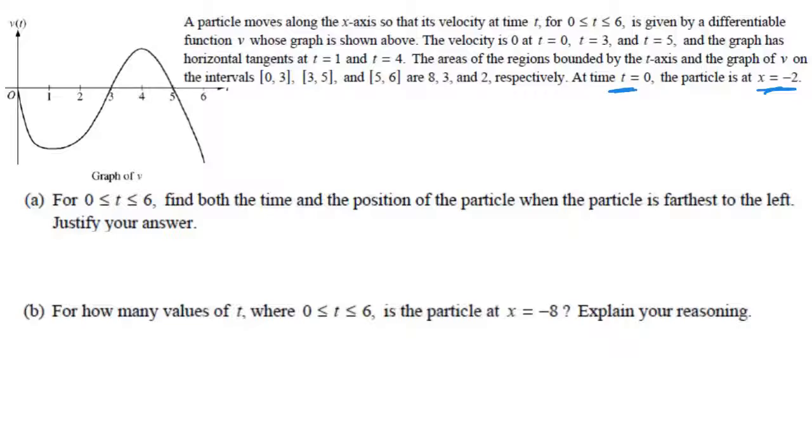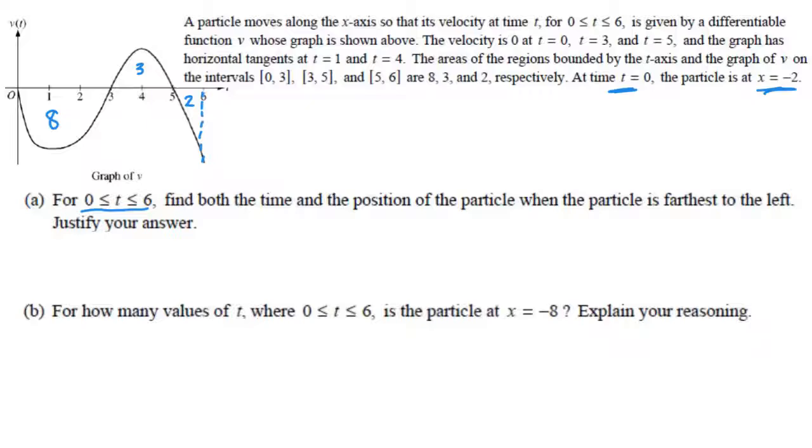So they've given us quite a bit. So for the time between 0 and 6, find both the time and the position of the particle that would be farthest to the left, and we need to justify our answer. All right, so I know for sure from 0 to 3, we're bounded below the axis, and that is 8. Above, from 3 to 5, we have 3. And then here from 5 to 6, we have this little region here that is 2.